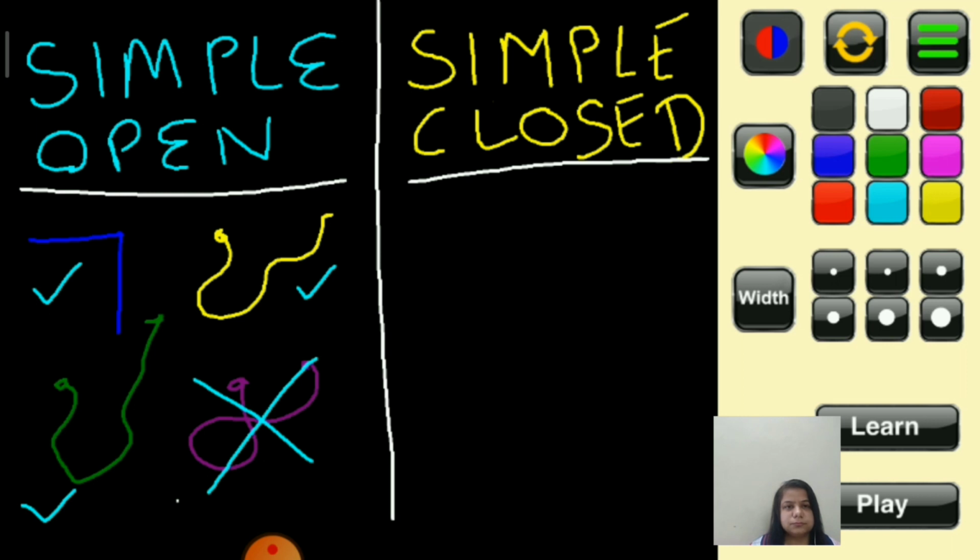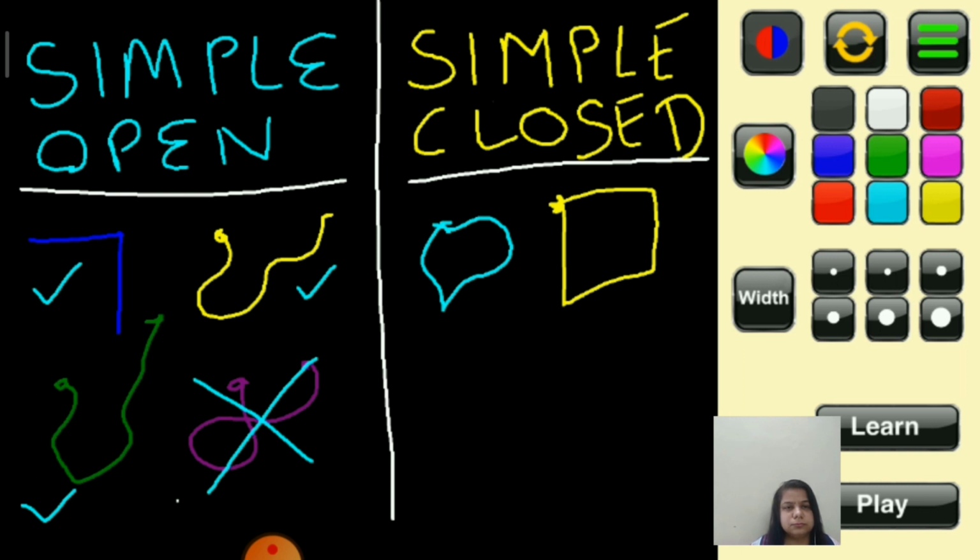Now coming to a simple closed curve, which does not cross itself, but its starting and ending points must be the same. So if I do it like this, is it a simple closed curve? Yes, because its starting and ending points are the same. If I draw like this, is this a simple closed curve? Yes, because the starting and ending points are the same here and it does not cross itself.